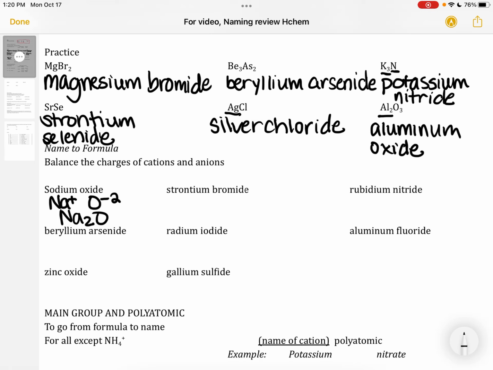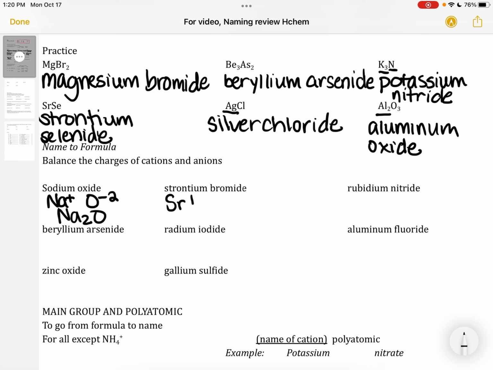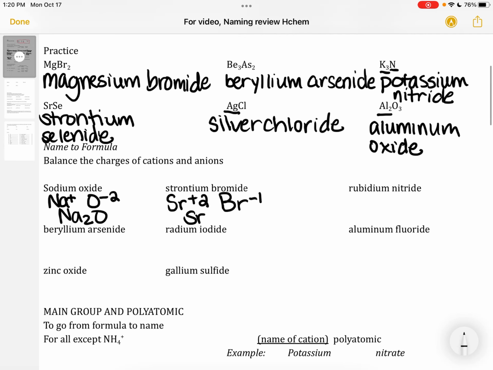Strontium bromide, strontium is a +2, bromine is a -1. So it'll be SrBr2. Rubidium nitride. So rubidium is a +1. Nitrogen is a -3. So it will take 3 rubidiums to balance out the nitrogen.